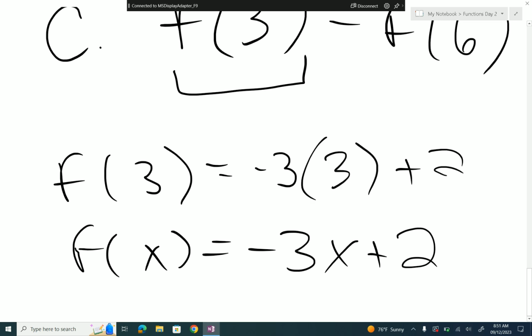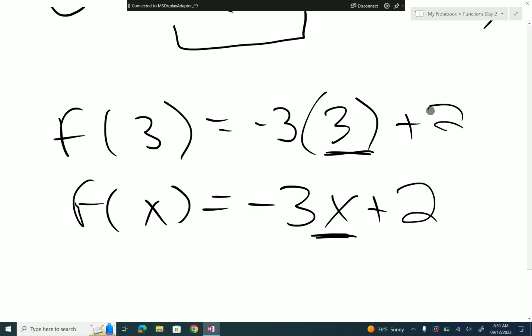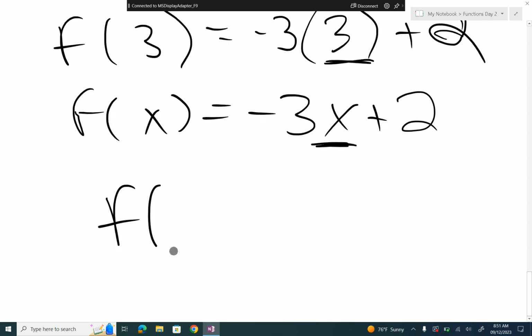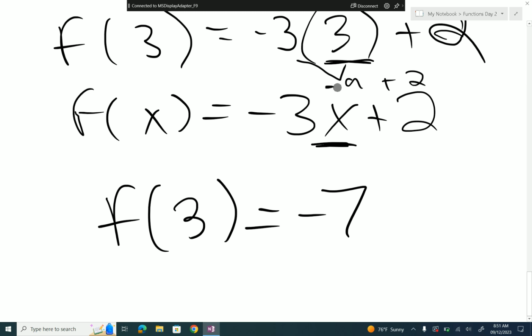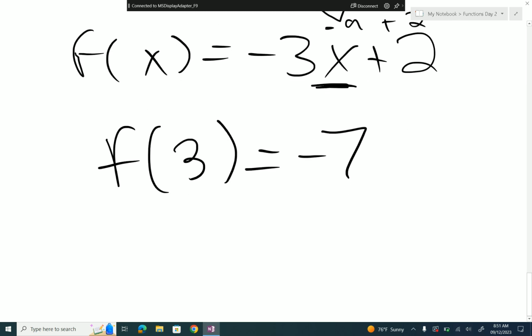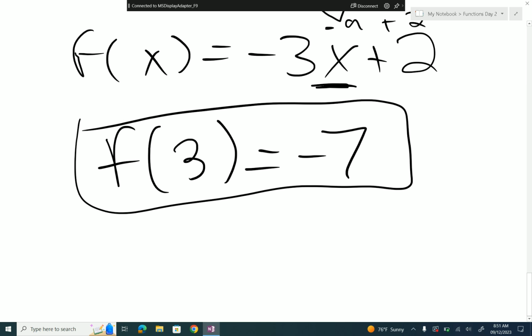So I'm given a value for x, so I want to put that in my original function where I saw the x, because that's replacing the x. So now I've got negative 3 times 3 plus 2. Jillian, what's negative 3 times 3? Negative 9. Negative 9 plus 2? Perfect. So f of 3 was negative 7. So we got negative 9 here, and then we added 2. That negative 9 plus 2 got us negative 7. So I've solved for f of 3 now.